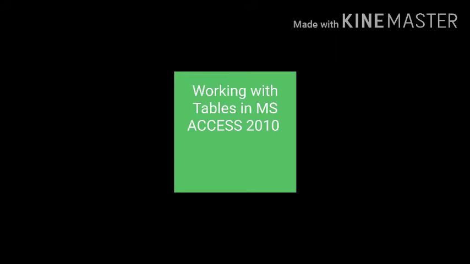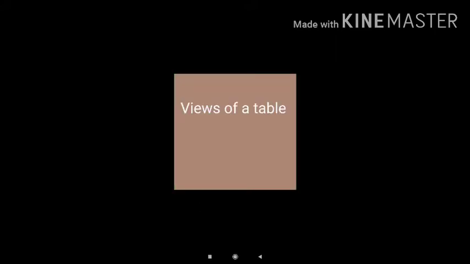All other database objects such as queries, forms, and reports use tables for extracting and working on data. Let us learn about creating table in detail. Now, views of a table. A table in MS Access can be created in datasheet view and in design view. Datasheet view is the default view when a new table is created.